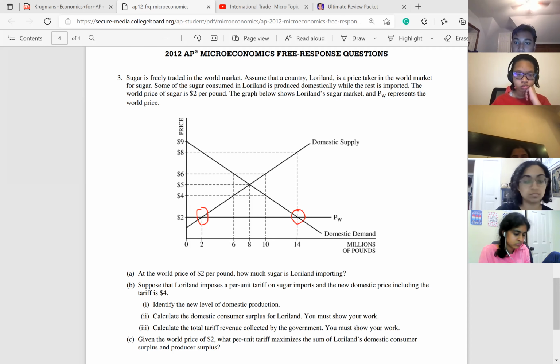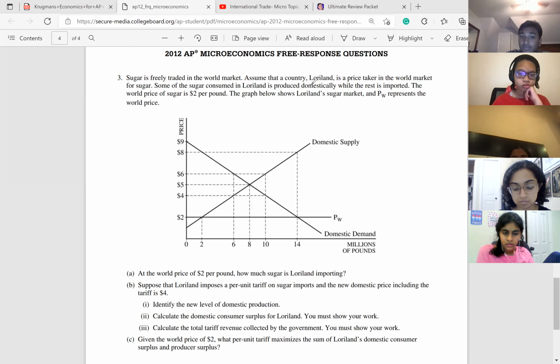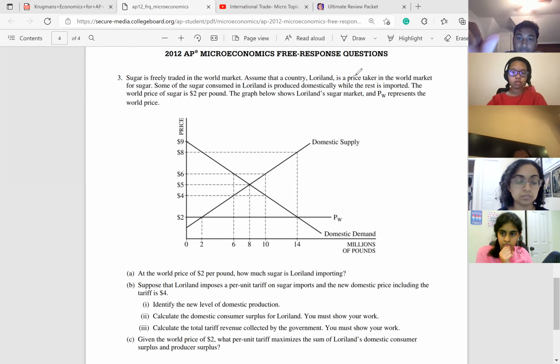Thank you. For the next one, it says, suppose that Loriland imposes a per unit tariff on sugar imports and the new domestic price, including the tariff, is $4. That means we have to draw a new line with the tariff, right here. I can name that PW plus T, because it's the world price plus the tariff. The reason the government does this is to increase producer surplus. If you look at producer surplus before, you can draw it out.